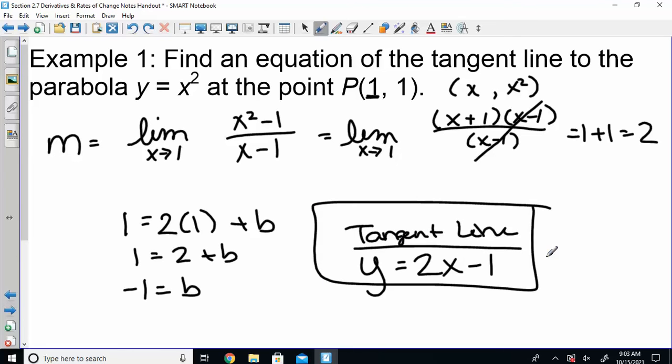So look how far we've come. We started several weeks ago, struggling just to approximate the slope of those. And now we know the slope for sure is 2, and we can write the whole equation of that tangent line.